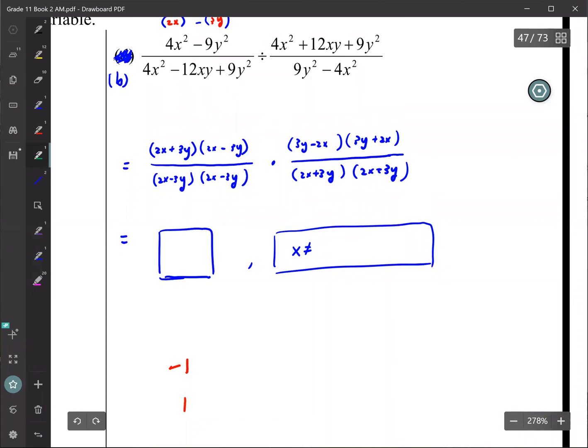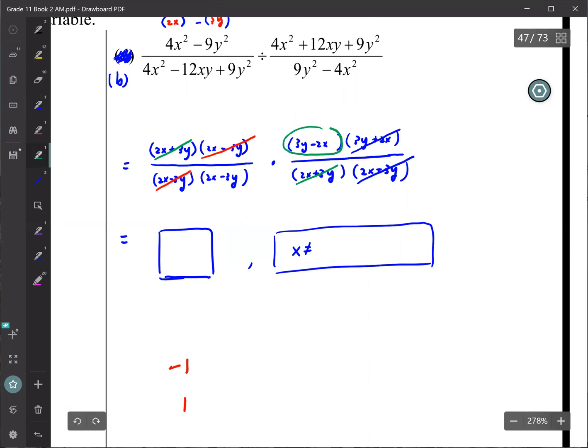So 2x plus 3y canceled out with 2x plus 3y, right? That's gone. 2x minus 3y, 2x minus 3y. Okay, and then we have, what else? We have 2x plus 3y on the right side. 3y plus 2x, those are the same, right? Because adding, you can flip them around. Okay, it doesn't matter.